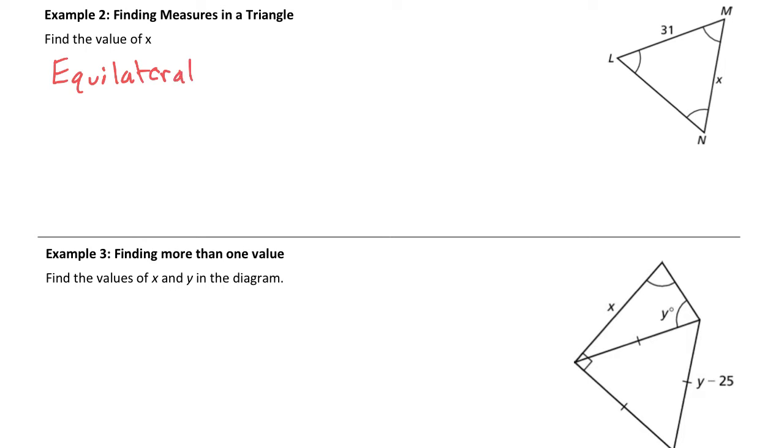So the only statement I have to make here is that all three sides are the same, meaning x has to be 31 if it's equilateral. All sides are the same measure.